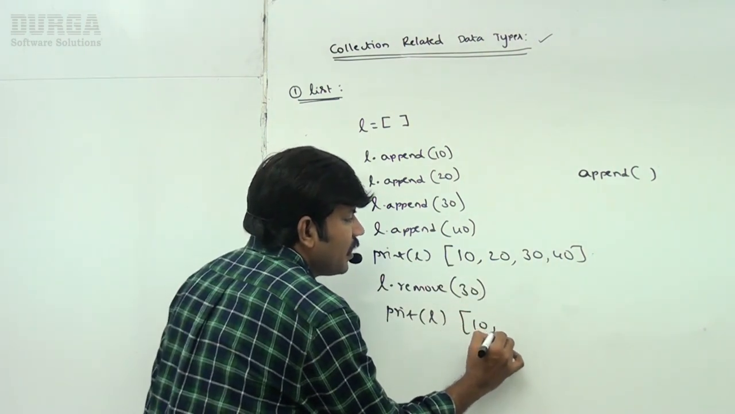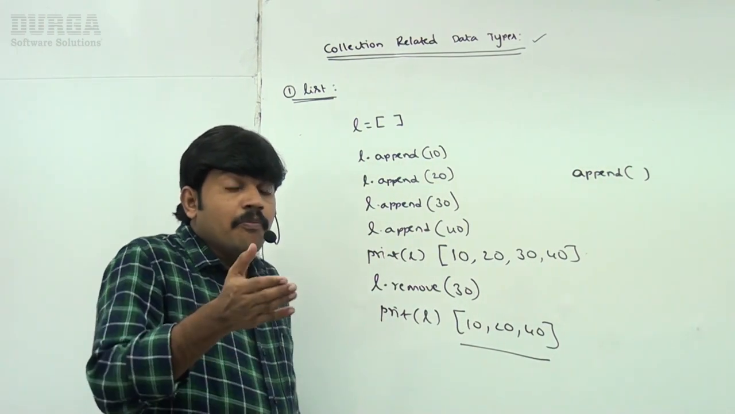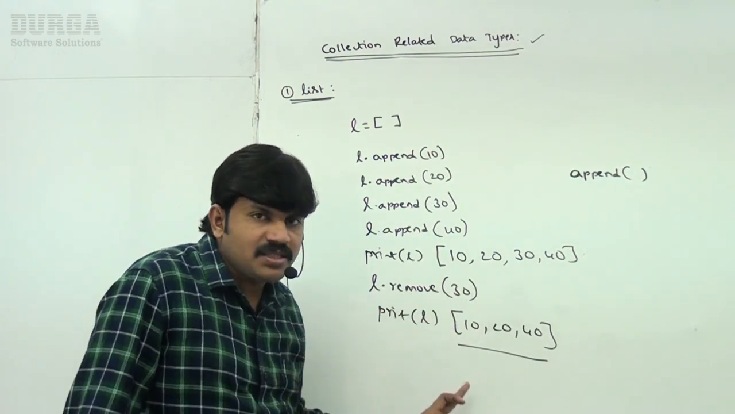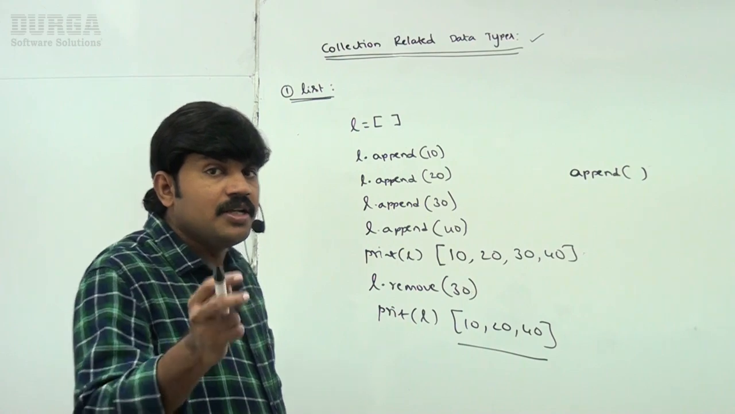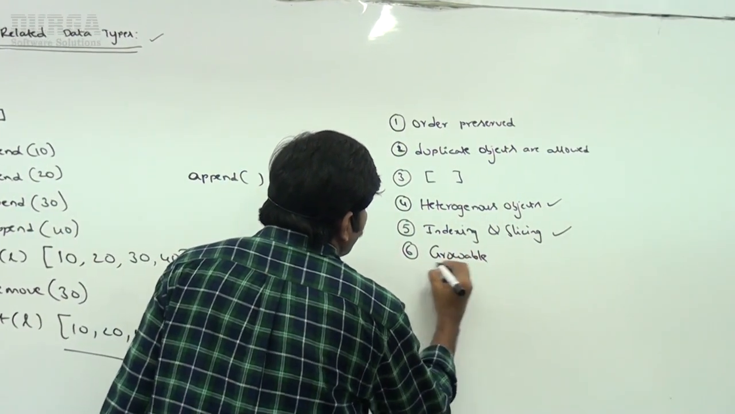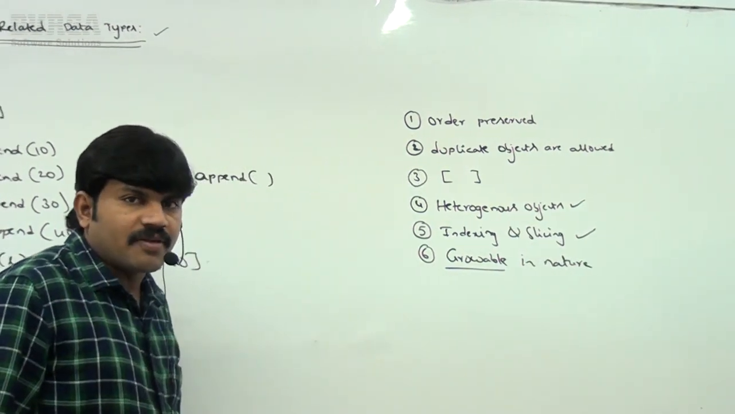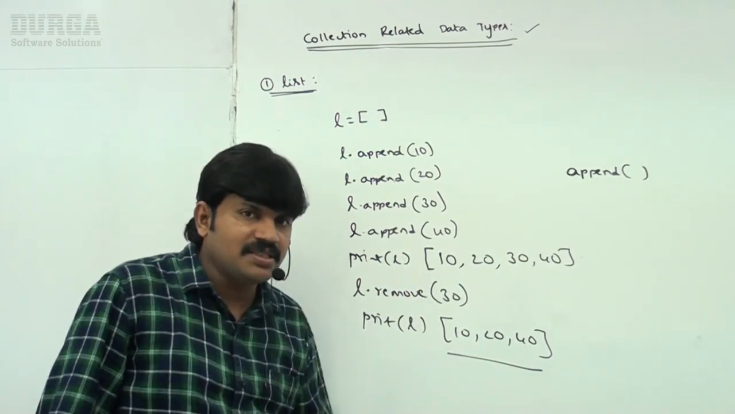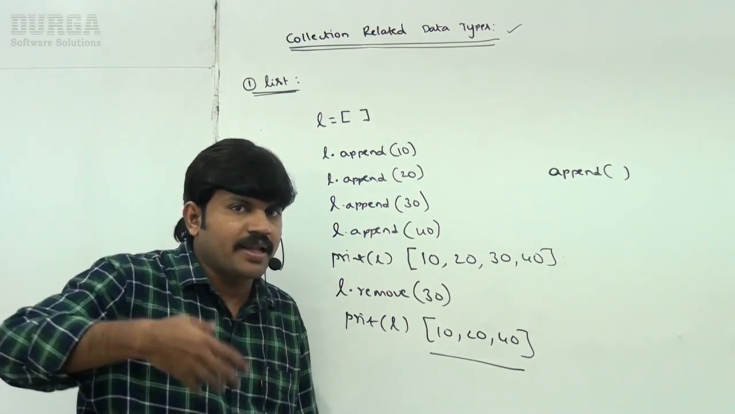Now the content will become 10, 20, 40, that is the answer we are going to get. So based on our requirement, you can add new elements, you can remove existing elements. Such type of option is there in the case of list. That's why list is growable in nature. Based on our requirement, you can increase, add new elements, remove existing elements.